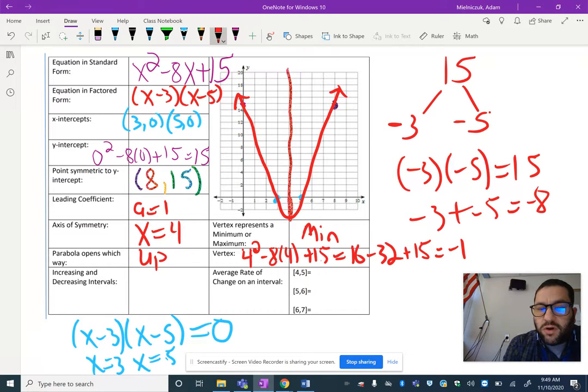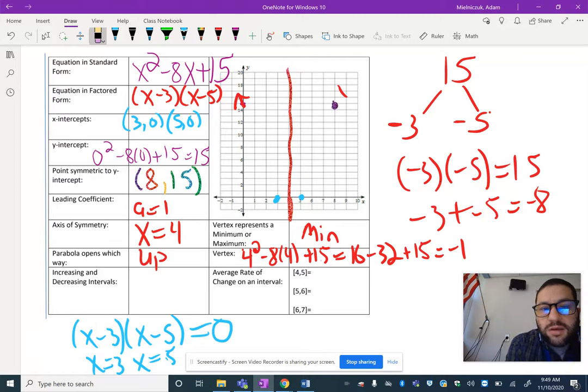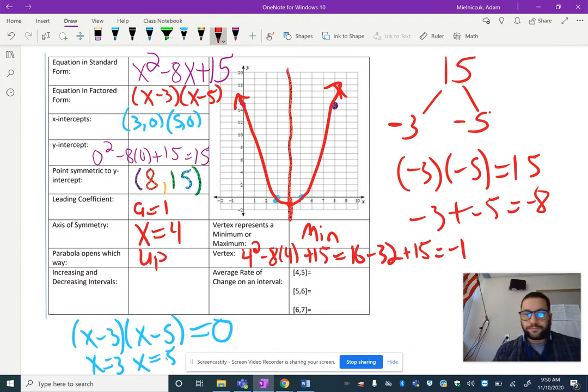So we have a vertex at (4, negative 1). I can fix my graph a little bit here, because I know now that it's at negative 1, which is here. So this is exactly what my graph should look like. And that was our vertex again, right here.